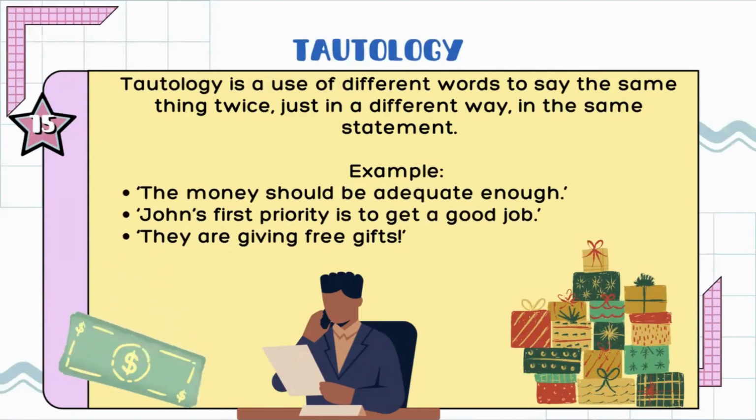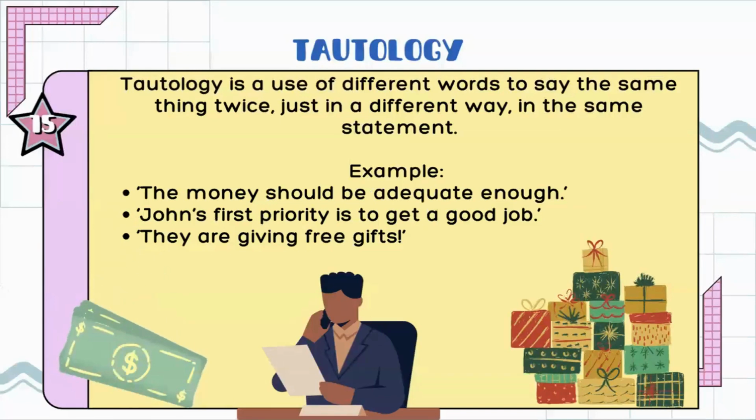Tautology. Tautology is a use of different words to say the same thing twice, just in a different way in the same statement. So saying the same thing twice over in different words, we often use tautologies without even thinking. Hence, it's unintentional. Let's see the examples. The money should be adequate enough. John's first priority is to get a good job. They are giving free gifts.